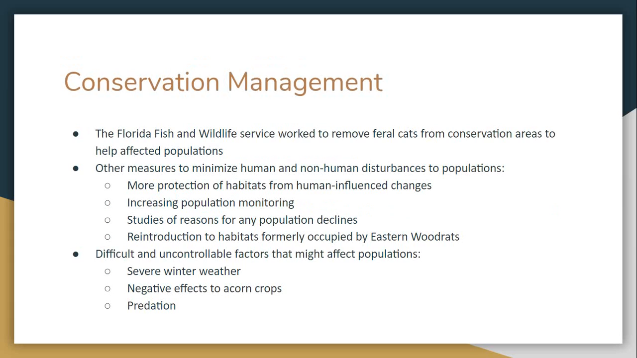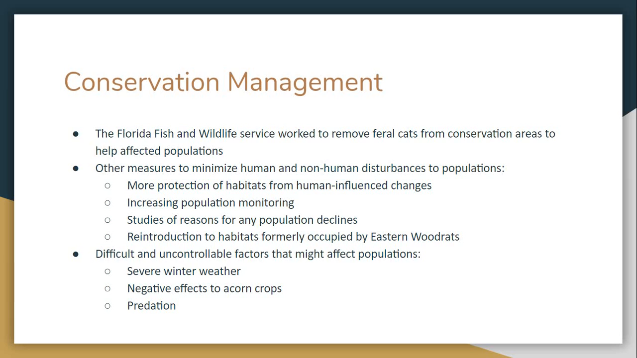Some conservation management activities that have been done for the subspecies include the removal of feral cats from conservation areas to help affected populations. Other measures include minimizing human and non-human disturbances to the population, like protecting habitat, increasing population monitoring, studying the population and why they've been declining, and the reintroduction of some of these subspecies into habitats that have formerly been occupied.